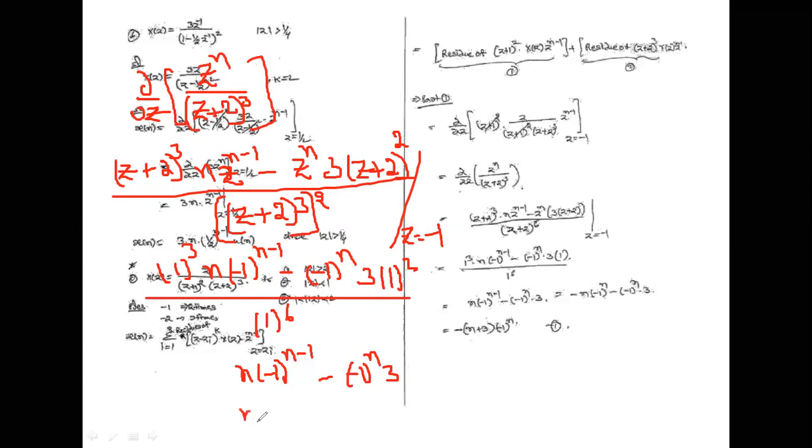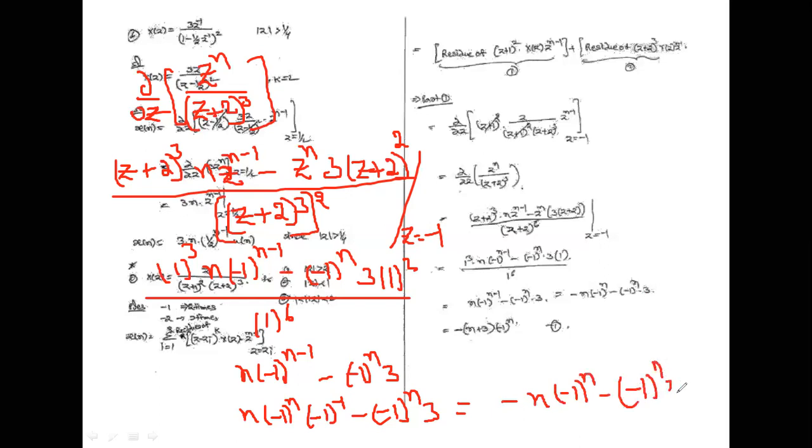Now we can rewrite this as n into (minus 1) whole power n and (minus 1) whole power minus 1. Bases are the same, so we can add the powers. Minus 1 whole power n into 3. Got it, my dear students? So (minus 1) whole power minus 1 becomes minus only. That is equal to minus n into (minus 1) whole power n, minus (minus 1) whole power n into 3. Take (minus 1) whole power n and the minus as common.